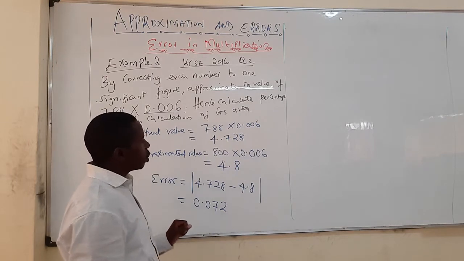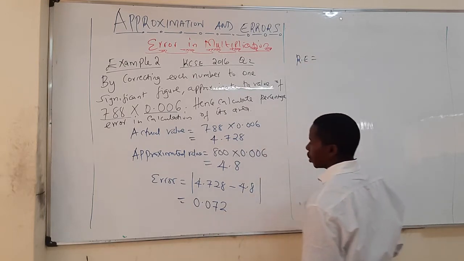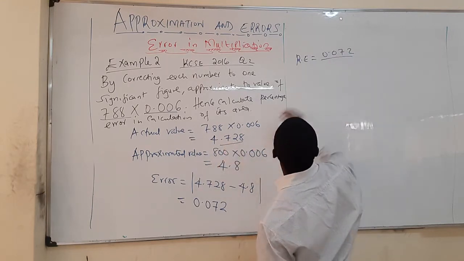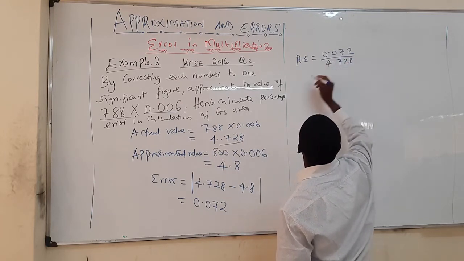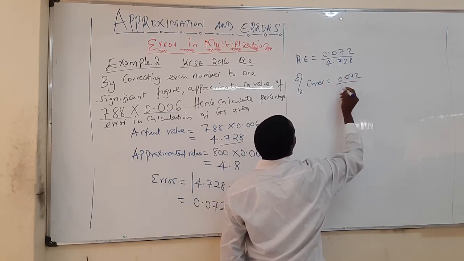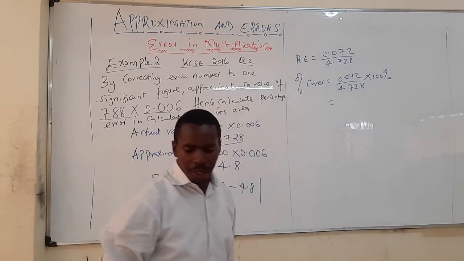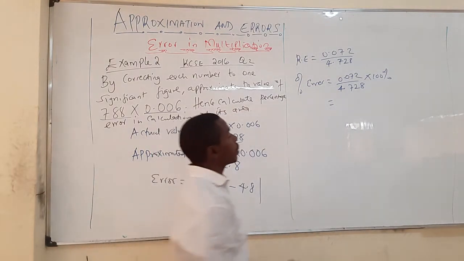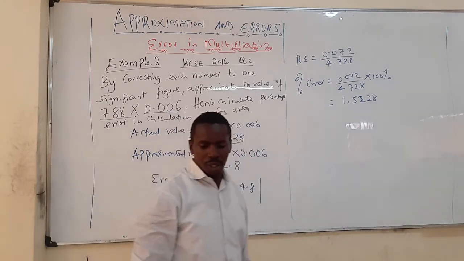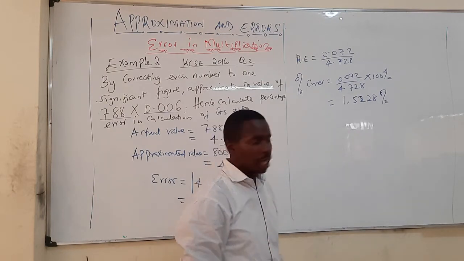But we want to get the percentage error. So for the percentage error, you're going to first get the relative error, which is the absolute error 0.072 divided by the actual value of 4.728. Then the percentage error will be the relative error times 100%. And when you multiply that, you're going to have 1.5228%. So that is the percentage error.